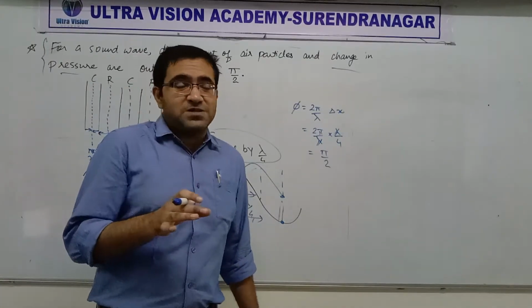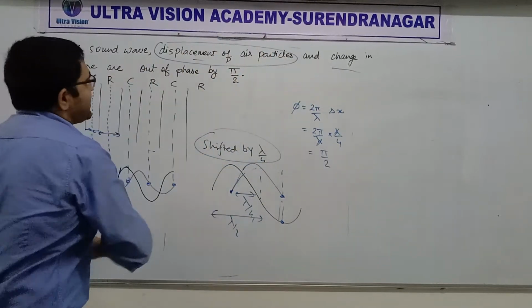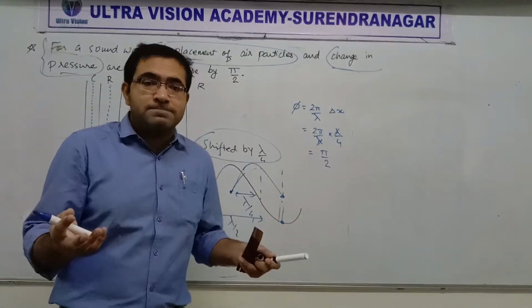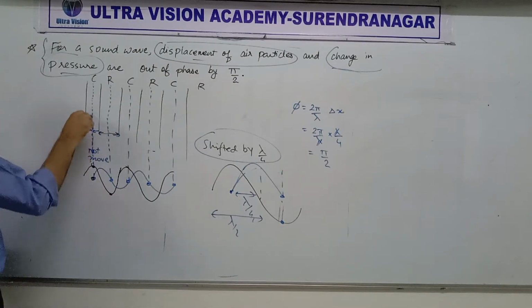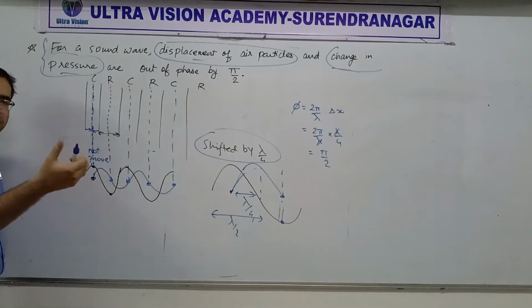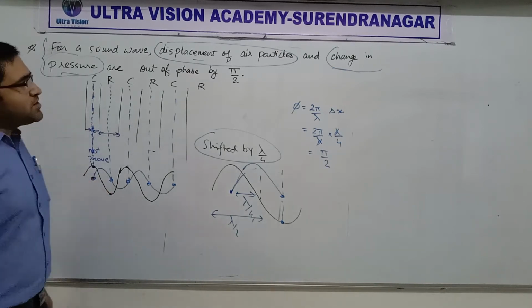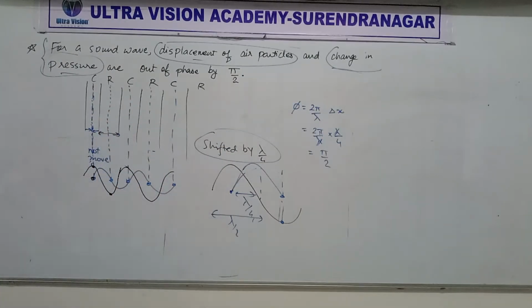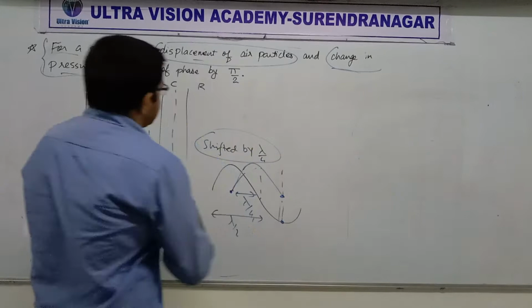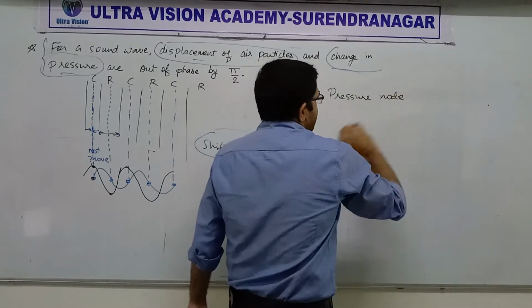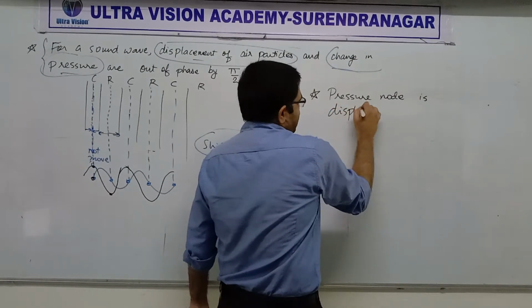That there is a phase difference between displacement of particles and the change in pressure. That is, in a case where change in pressure is maximum, like at this point on this line, the particles simply don't move. Or vice versa, where the change in pressure is zero, particles move the most. So what this means is that wherever there is a pressure node, by extension of this particular concept, pressure node is displacement antinode.